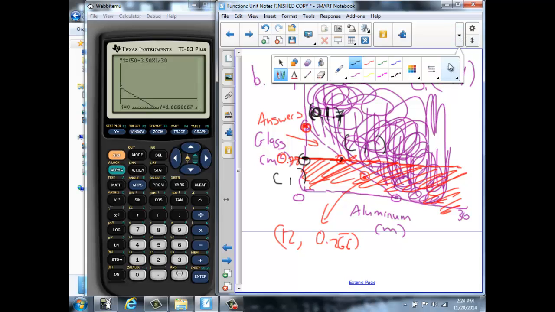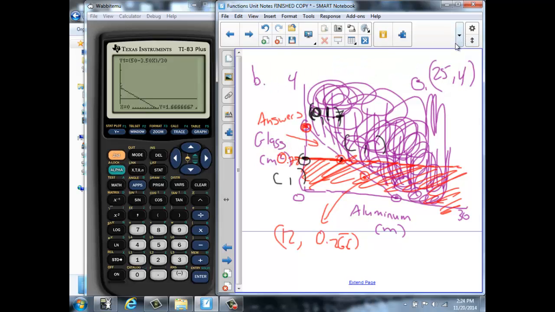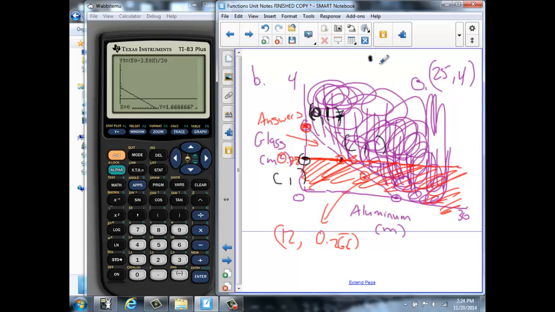Yeah, these examples aren't small. I don't like the way this is showing up very nicely. Let me try a different pen. Crayon? No, crayon won't show up very well. Magic marker. Let me try the creative pen. That's a bit better. Okay.